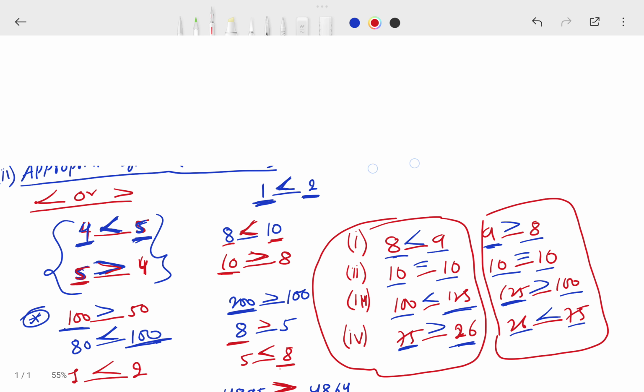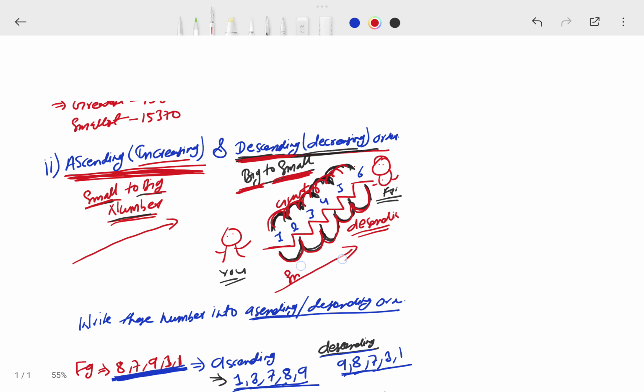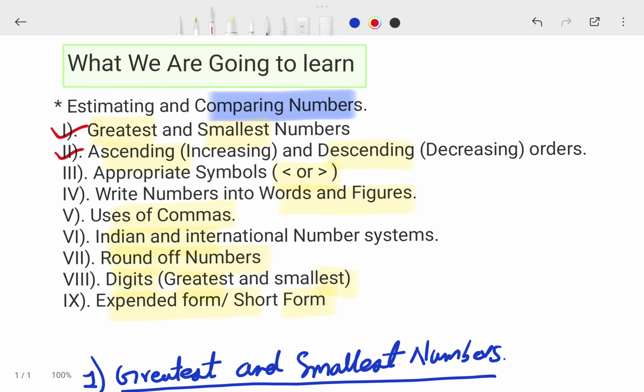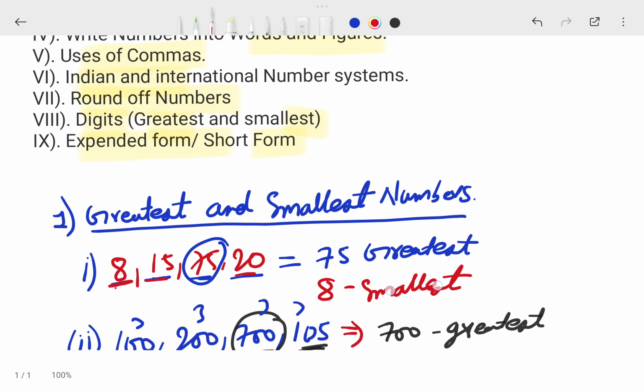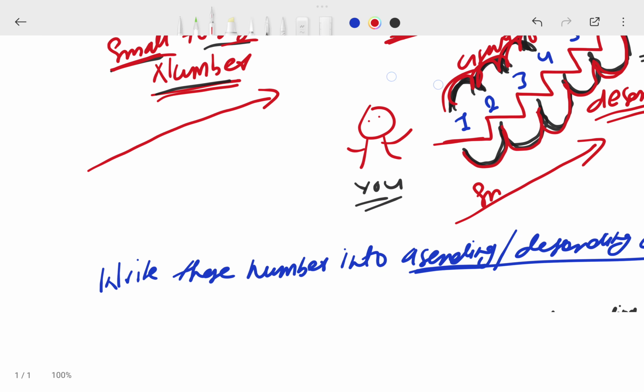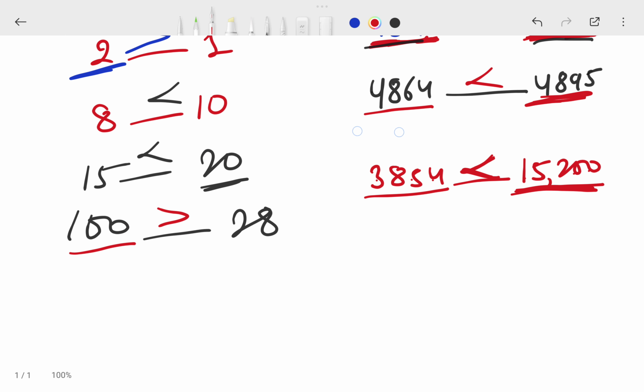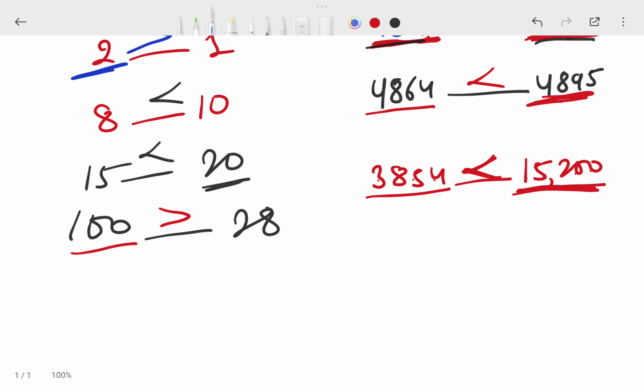So overall we already solved this one also. This second question should also be clear. Right, now we have to talk about writing the numbers into words and figures. I don't know whether you know about numbers or not, but I will talk about it. Now, it is the fourth one, right? So let's talk about the fourth one.